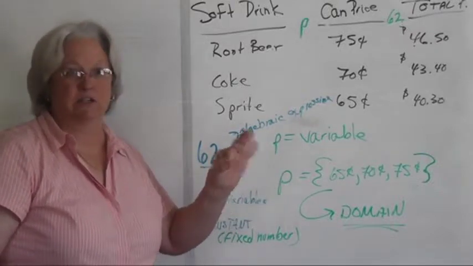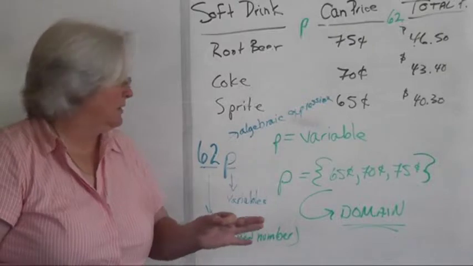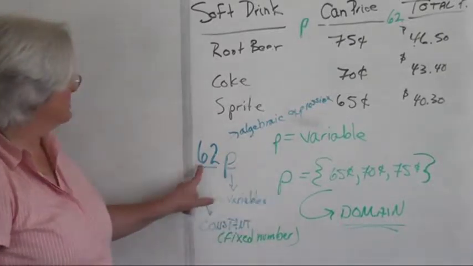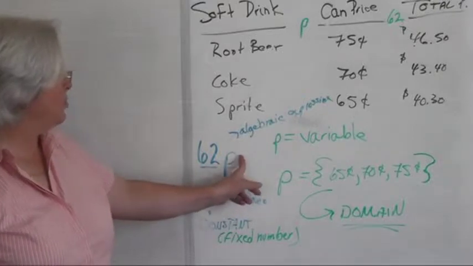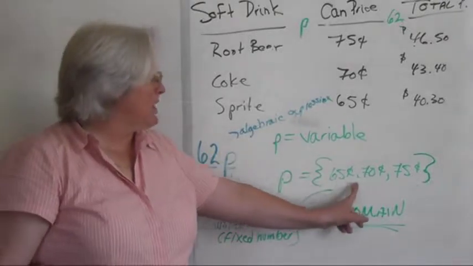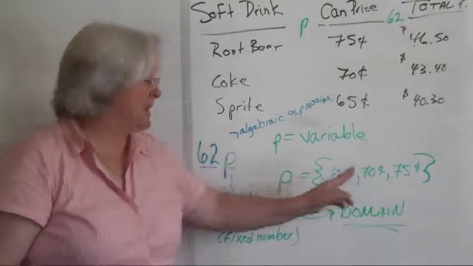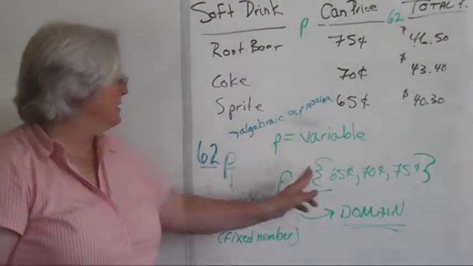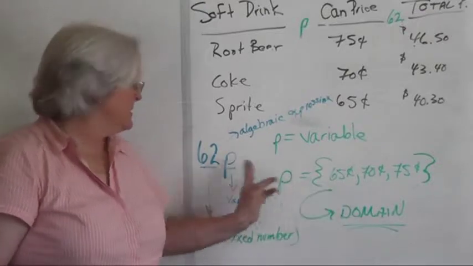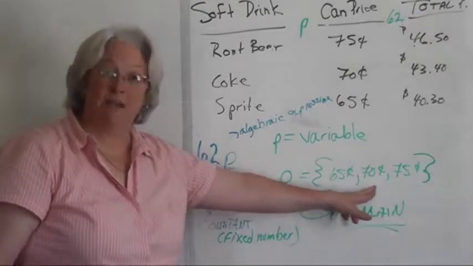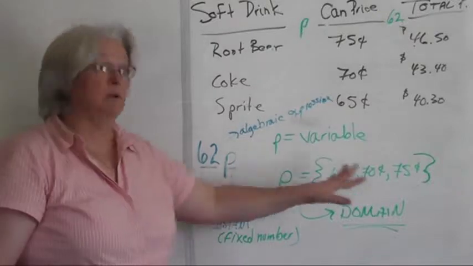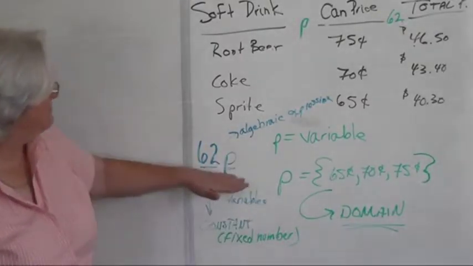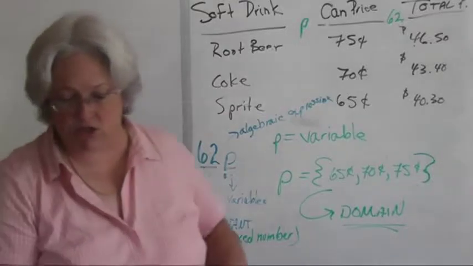Well, does that mean that I have 62 little green peas rolling around? Well, if p actually meant the little green pea, but no, it's 62 times whatever price value from the domain we're choosing to use. So it can mean 62 times 65 cents, 62 times 70 cents, or 62 times 75 cents. So that's all that's involved in evaluating this algebraic expression.